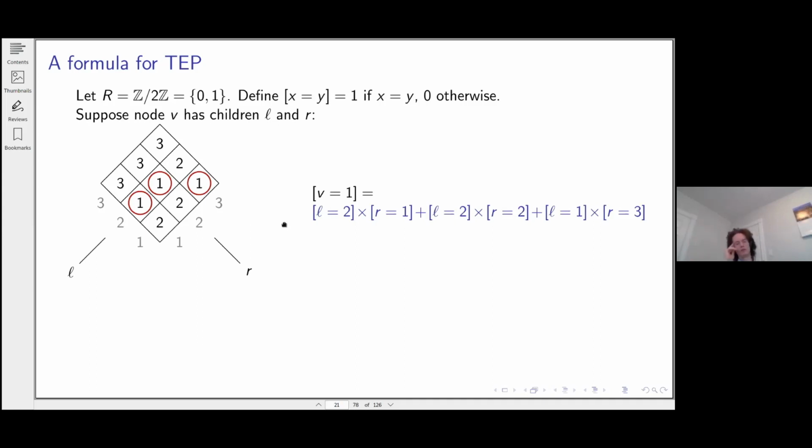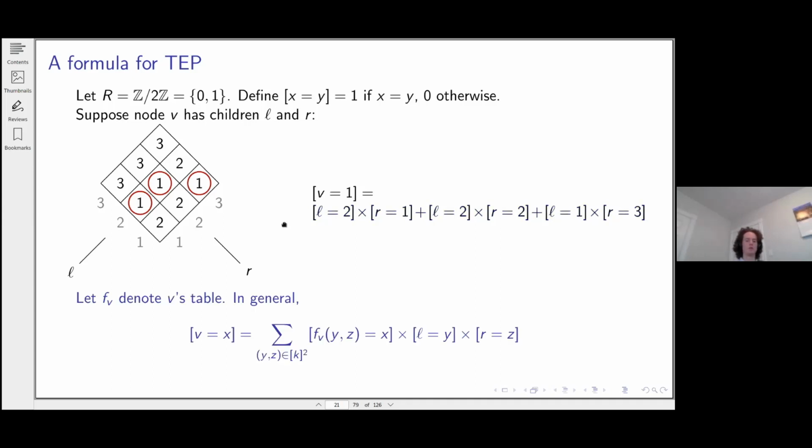Each of these places where 1 appears is going to turn into a term in our formula. So the first term in our formula says that L is equal to 2 and R is equal to 1. Second term says L and R are both equal to 2, and the third term says L equals 1 and R equals 3, identifying the 3 possible places in the table.